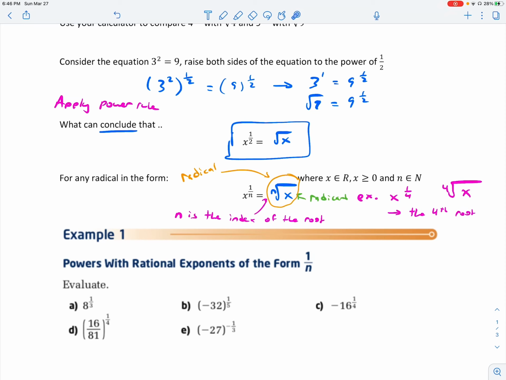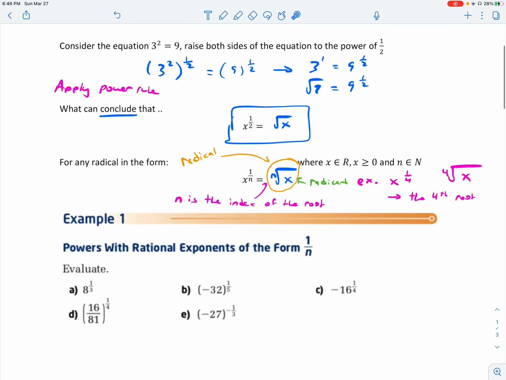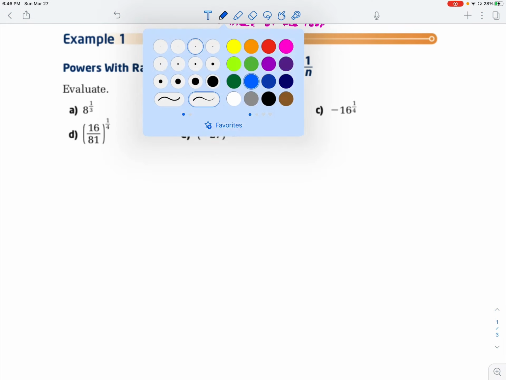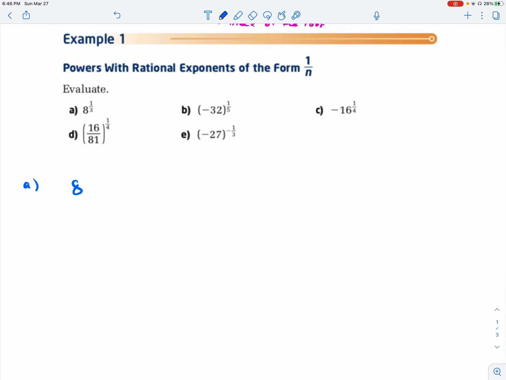Pretty soon we'll talk about how to evaluate powers when we have a fraction exponent, so how can we actually calculate the value? That's what we're going to do in this next example. Powers with rational exponents in the form 1 over n. We have 8 raised to the exponent 1 over 3. Let's begin with that one. What does this mean? This is equivalent to the cube root of 8.